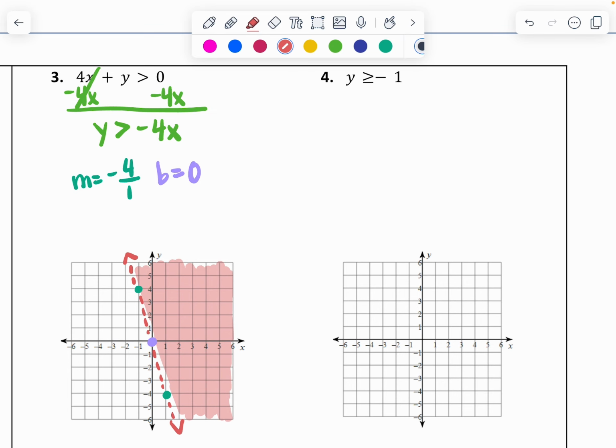Number 4, y is greater than or equal to negative 1. So here we have an inequality where there is no x. So you need to remember the acronyms we learned for horizontal and vertical lines. Remember HOY and VUX. So if I have y is greater than negative 1, that's going to be a horizontal line crossing the y-axis at negative 1. So negative 1, and this is going to be a solid line because it is a or equal to. And y is greater than, so I'm shading above the line.